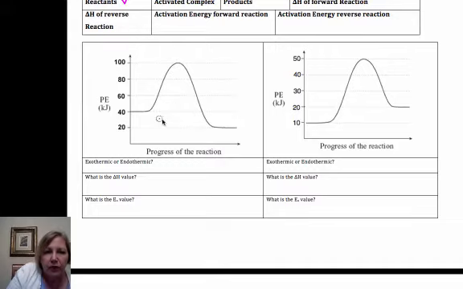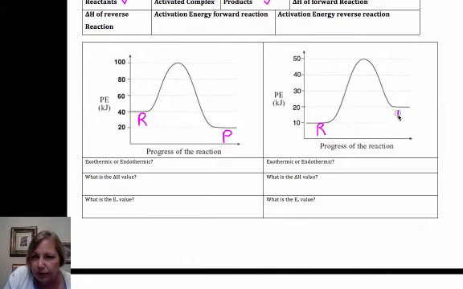First, let's start with the reactants. The reactants always come first. We always go reactants on the left and then products on the right. So both of these would be products. If we read them off the graph, my potential energy of my reactants is 40. My potential energy of my products in this one is 20. In this case, my reactants are 10 and my products are 20.